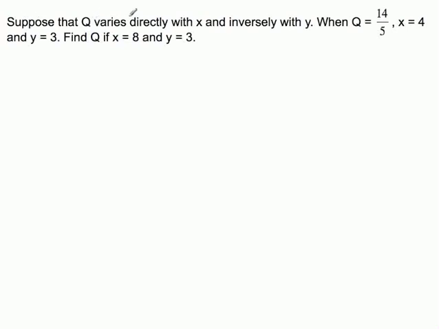So suppose q varies directly with x but inversely with y. Directly means that there's going to be some constant times x. That's directly. Inversely means it's going to be some constant divided by that thing. So this is directly, this is inversely. But the problem is q is not just directly or inversely. It varies directly with one or the other. It's actually both at the same time.